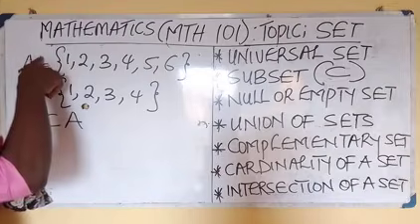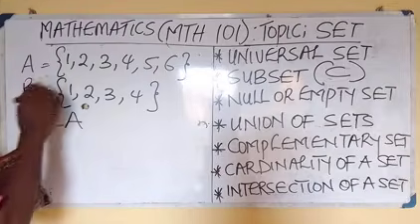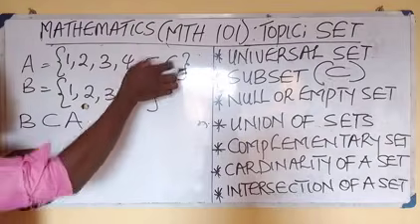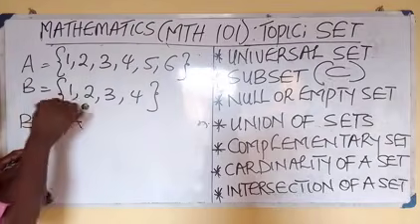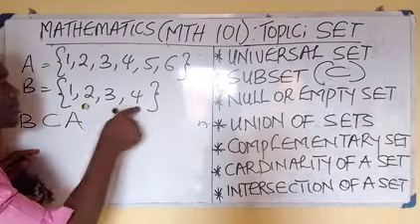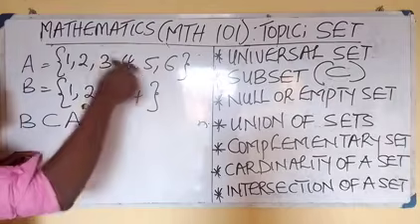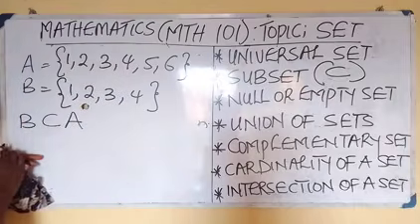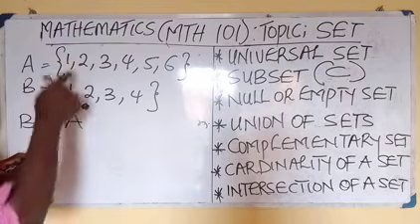You cannot say A is a subset of what? B. Because all the elements found in A are not found in B. So B is a subset of what? A. Because all the elements found in B are found in set A. So B is a subset of A.